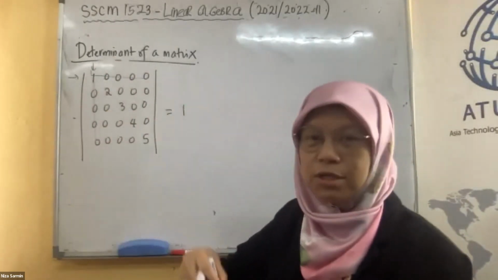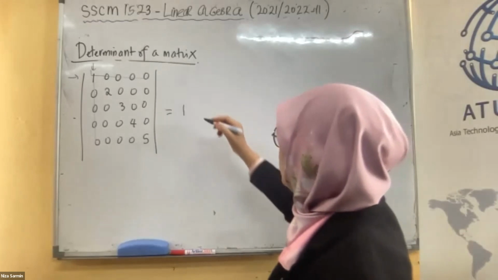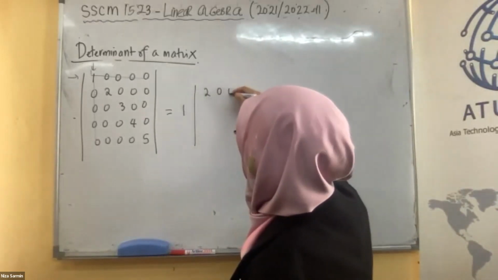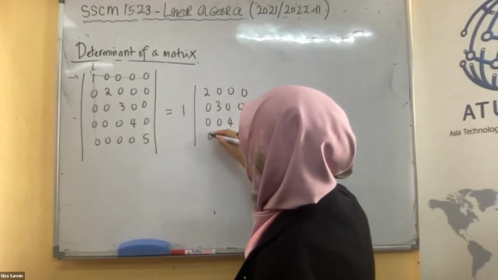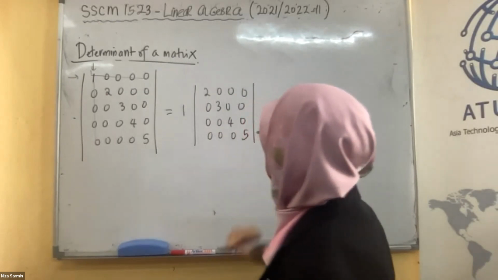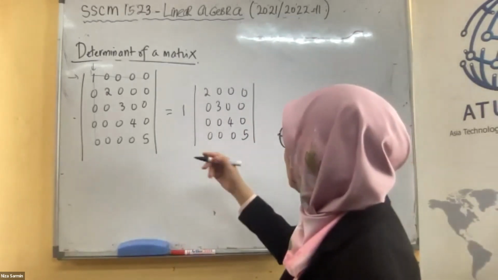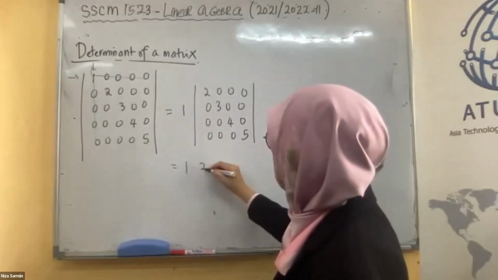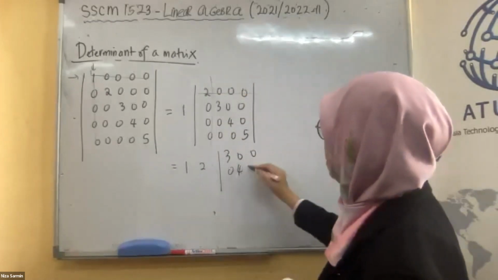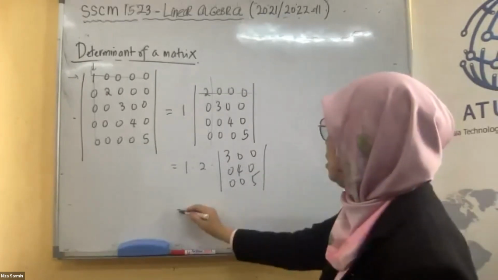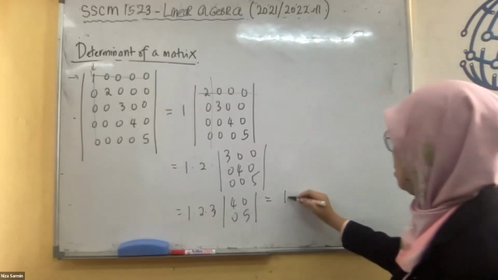So don't forget, because every time Proniza just cancels all zeros, then you forget. So the rest will be 2, 0, 0, 0, 0, 3, 0, 0, 0, 0, 4, 0, 0, 0, 0, 5. You do this again and again. I'm just showing you, right? And then again: 3, 0, 0, 0, 4, 0, 0, 0, 5. And then again: 4, 0, 0, 5.